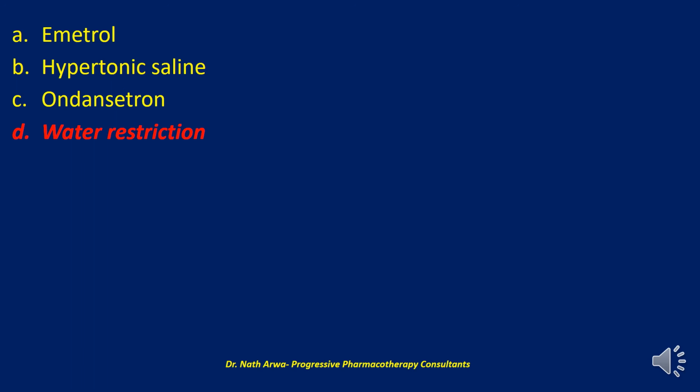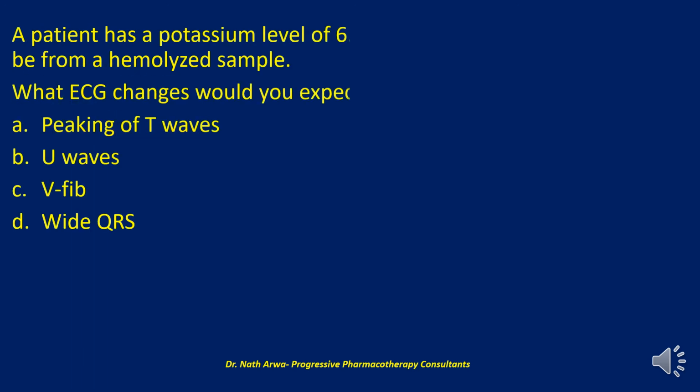Then ondansetron is a 5-HT3 receptor blocker used to prevent nausea and vomiting. So it would not help a patient in this particular case, just as a by the way. Let's move to the next slide, please.